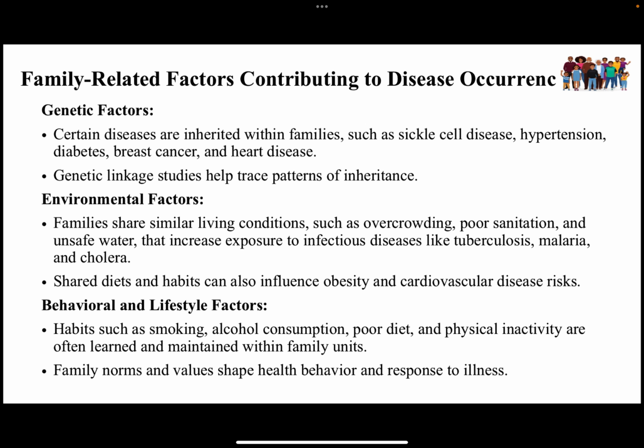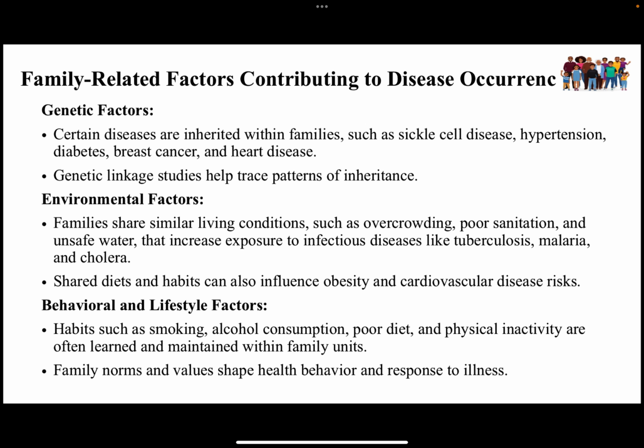Okay, and sometimes these behaviors are learned and maintained within the family setting for a long time. We also have family norms and family values, all of which play major roles in shaping how family members respond to illness and even health education. Is that okay? So all these come together should tell you that family-related factors really play a major role in contributing to disease occurrence.